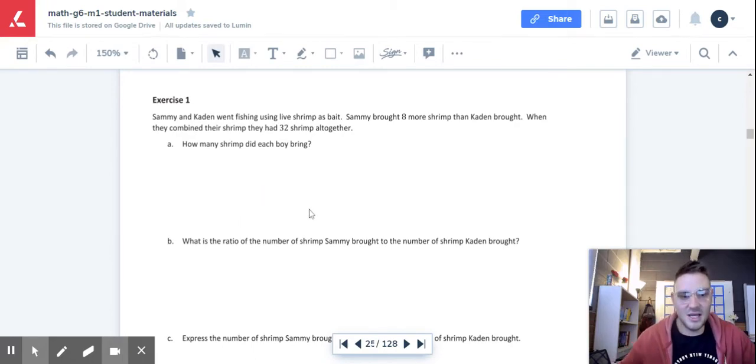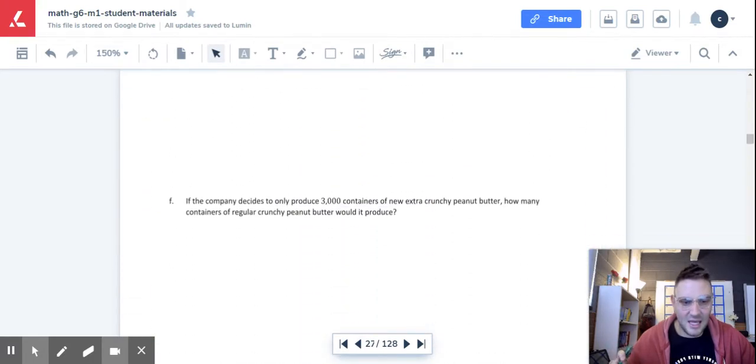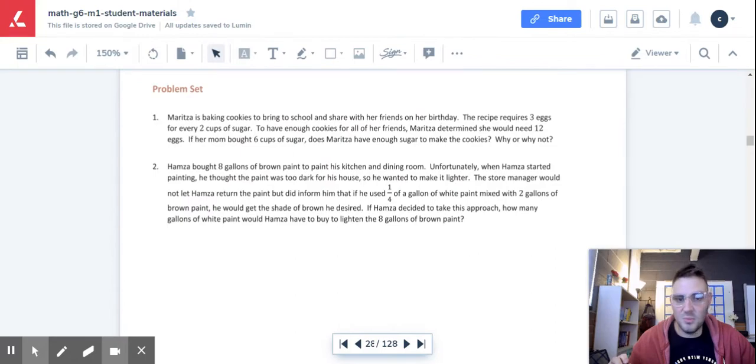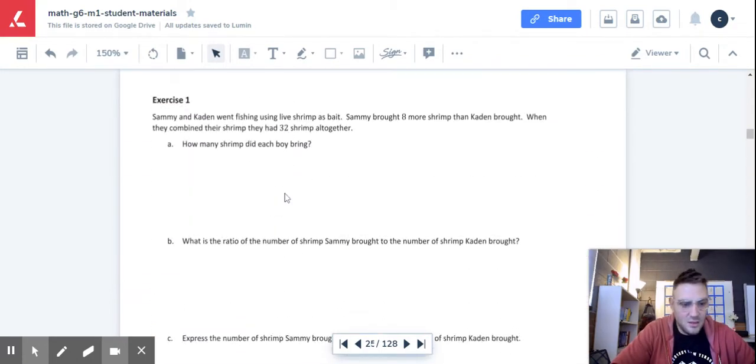I'm going to do the first exercise, and you're going to have to do the rest by yourself, which is just exercise 2 and the problem set. If I look right here at exercise 1, which is on page 25, it says Sammy and Caden went fishing using live shrimp as bait. Sammy bought 8 more shrimp than Caden bought. When they combined their shrimp, they had 32 altogether. How many shrimp did each boy bring? So this is a ratio problem, but it's a little bit harder. So they had 32 altogether, okay?